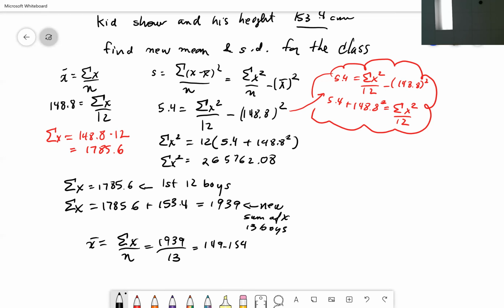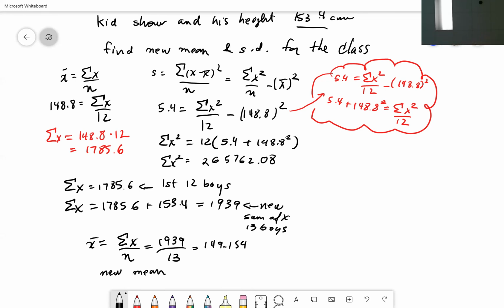But it goes on forever, so I'm going to keep it in the memory of the calculator. I don't know if it goes on forever, but you could round it for reporting purposes. But now guess what? So here's the new mean, right? Now they also want us to find the standard deviation.